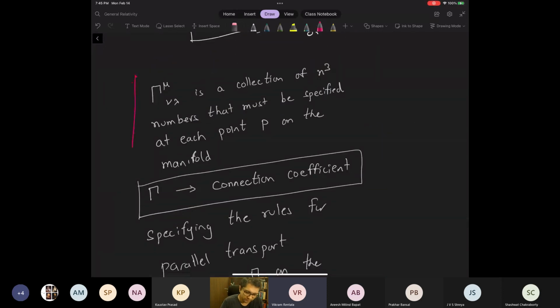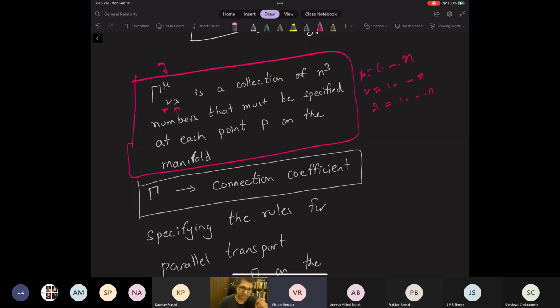So what are these coefficients gammas? For each value of mu, nu, and lambda, if you have a dimension n manifold, each of mu, nu, and lambda takes values from 1 through n. Which means that n cubed coefficients have to be specified at every point P on the manifold. Equivalently, you specify n cubed functions on the manifold. Again, these functions can be defined patchwise, and they have to be smooth and so on.